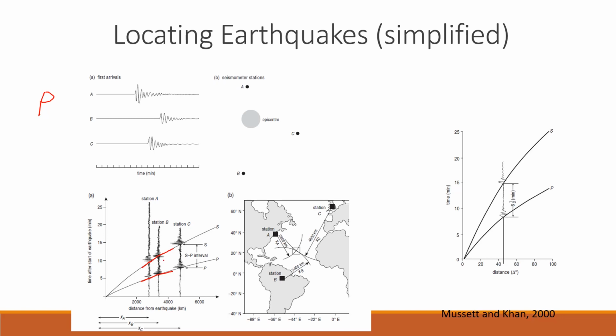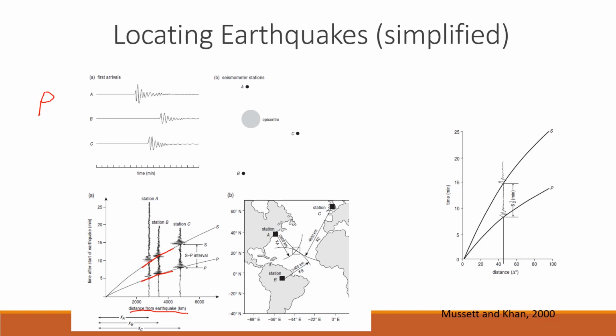The S wave travels at a proportion of the velocity of the P wave, which means as you are further and further away from the epicenter or from the hypocenter of your earthquake, the S wave and the P wave will get further apart. So we can determine how far apart the first P wave and the first S wave are, and that will tell us how far that energy has traveled from the earthquake. So that tells us our distance from the earthquake.